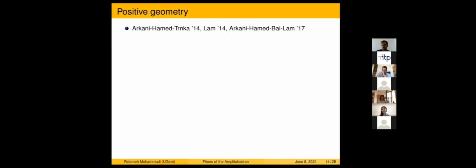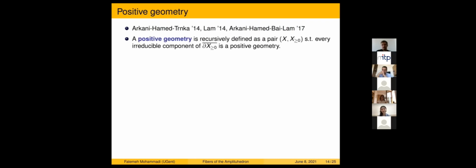So, what are positive geometries? To define a positive geometry, you can define it recursively as a pair of, let's say, X and a distinguished subset X_plus. It has the property that whenever you look at the boundary of the positive part and decompose it into irreducible components, every irreducible component should also be a positive geometry.